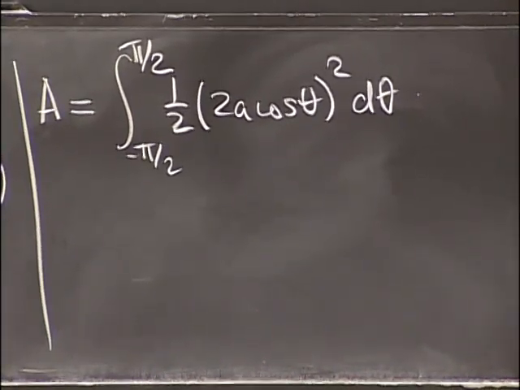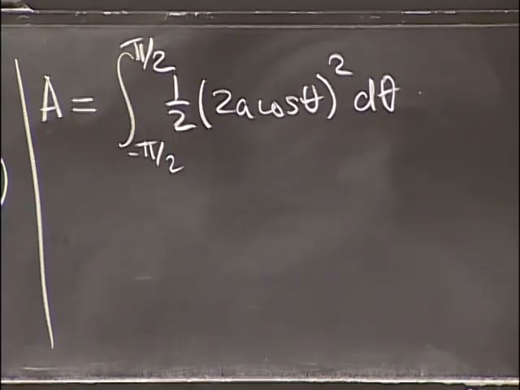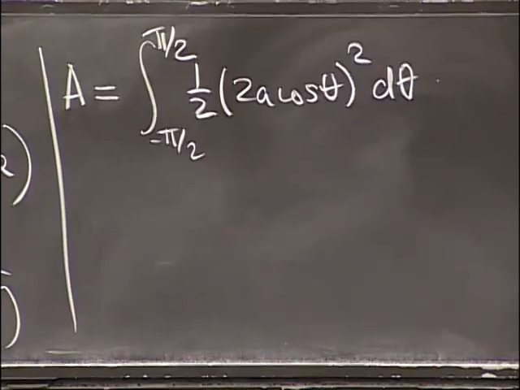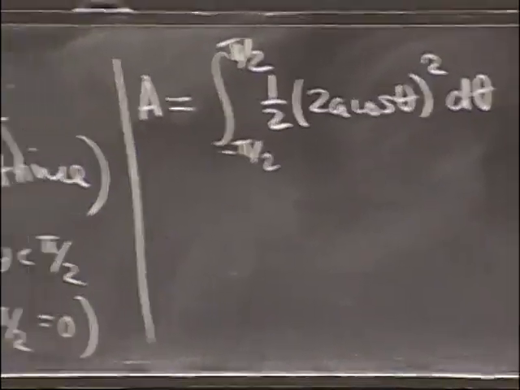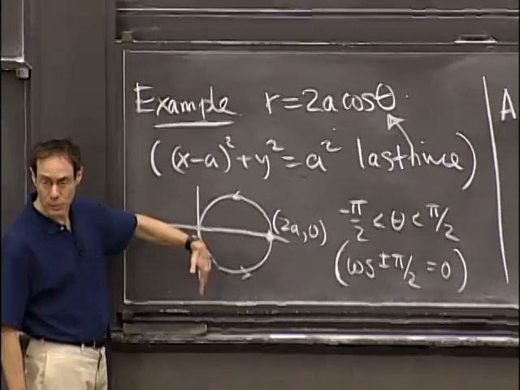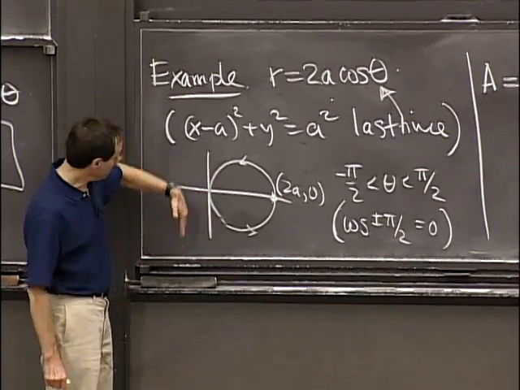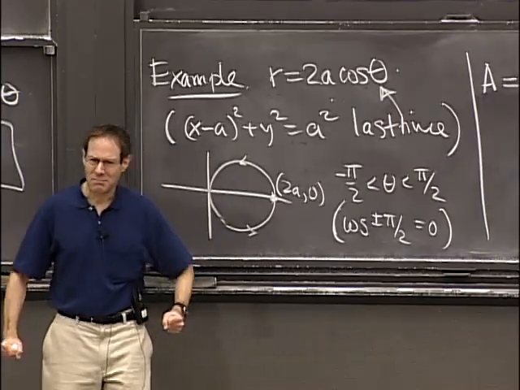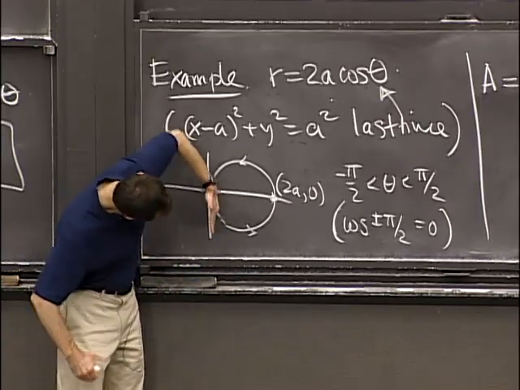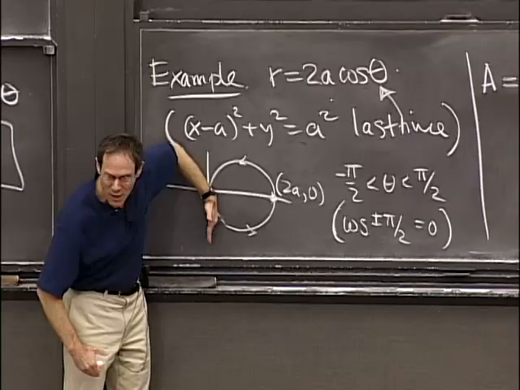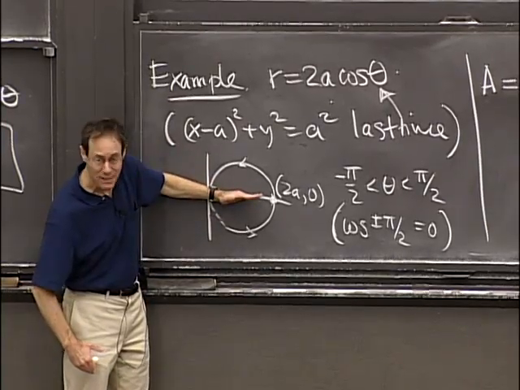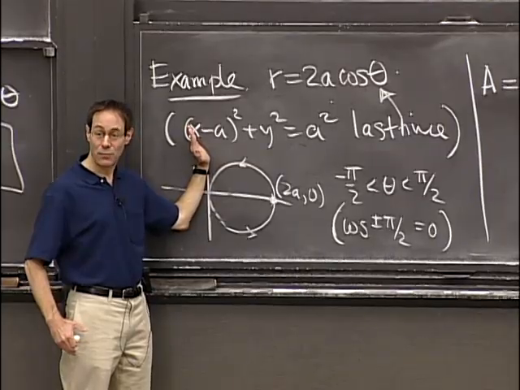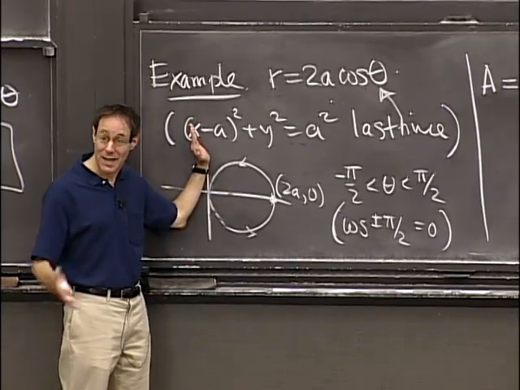Question? How do you know from looking at the picture that you're going from negative pi over 2 to pi over 2? I do it very much with my whole body. I say, here I am pointing down, that's negative pi over 2. I sweep up, that's 0, and I get all the way up to here, that's pi over 2. So that's the way I do it. That's really the way I do it.